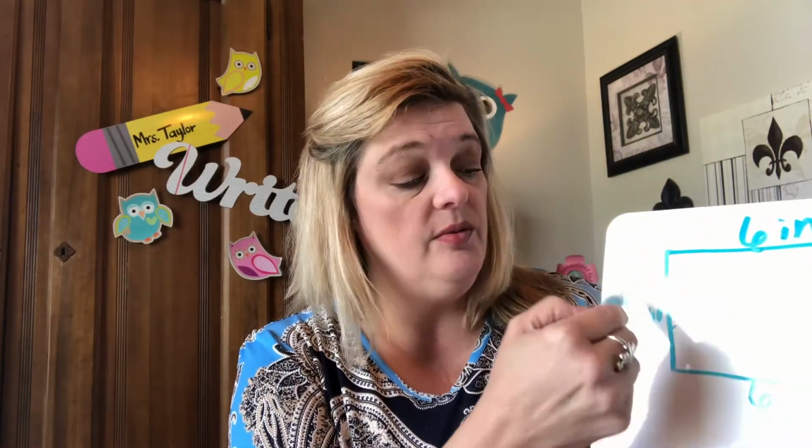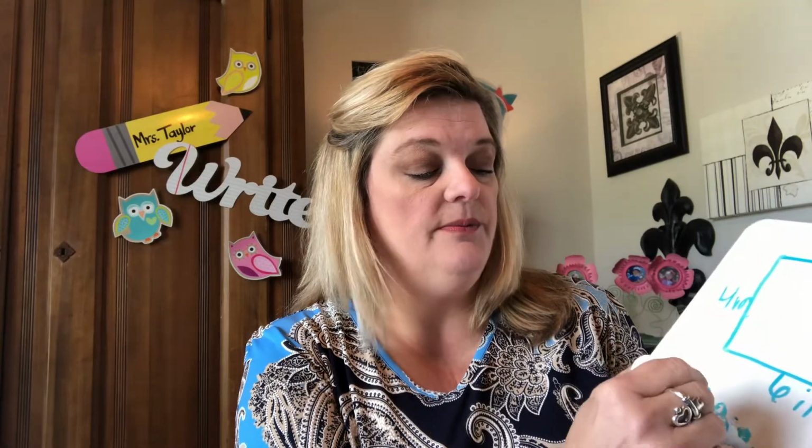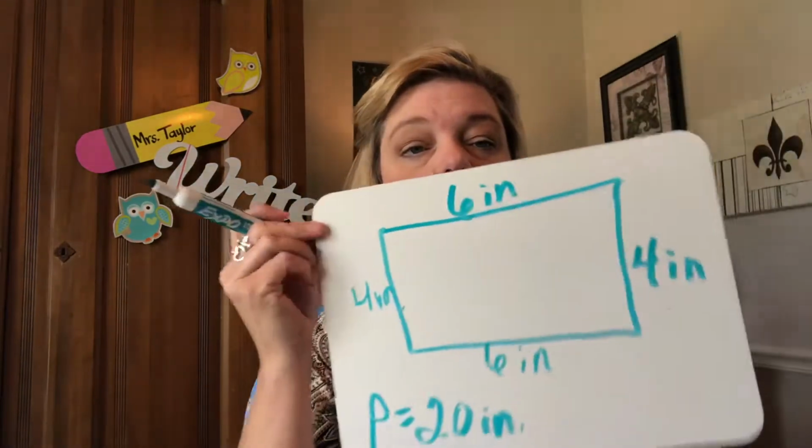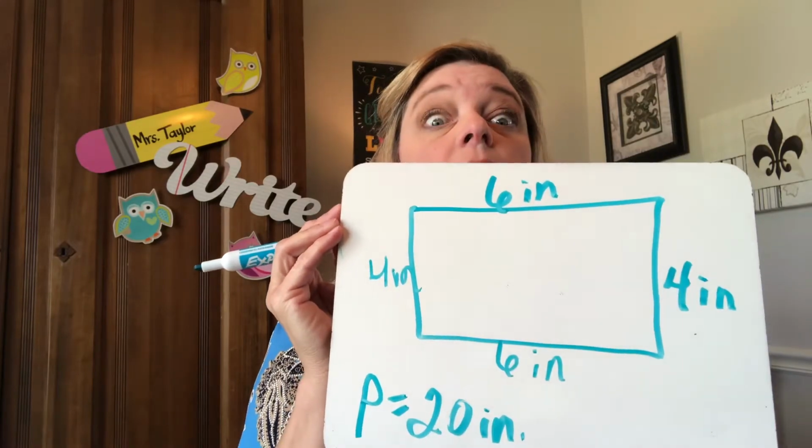Now the perimeter is, we're just adding it all together. So 6 plus 4 is 10, and 6 plus 4 is 10. So what would my perimeter equal? It would equal 20 inches. Yes? Yay, hopefully your handwriting's neater than mine.